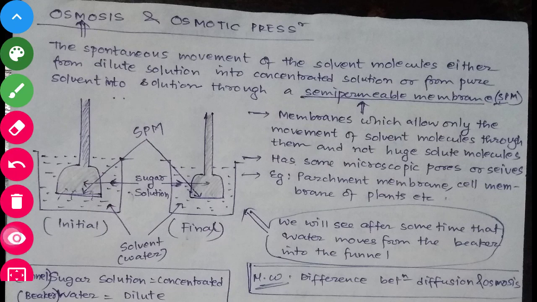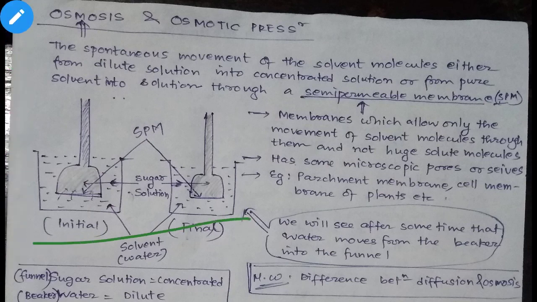Here you see this one. In one beaker, an inverted funnel is kept. The mouth of the funnel is covered with a semi permeable membrane, and it is reversed and inserted into the beaker. The beaker carries pure water, which acts as the solvent here, and inside the funnel there is a sugar solution, meaning sugar dissolved in water is present.